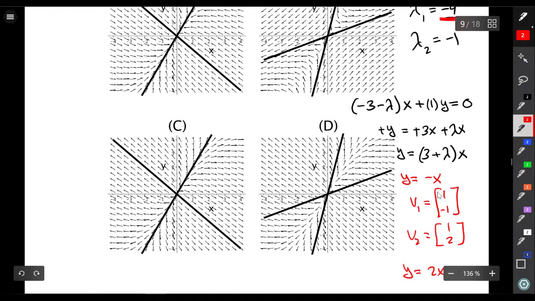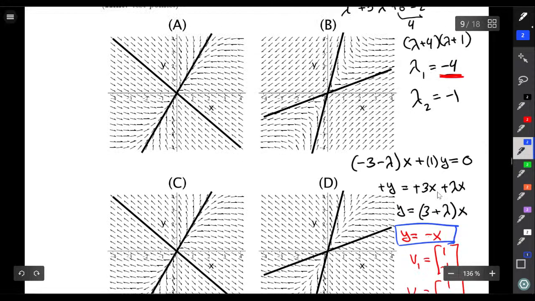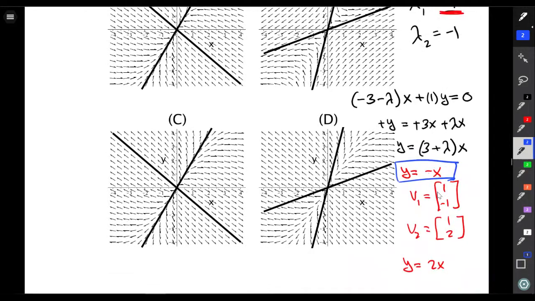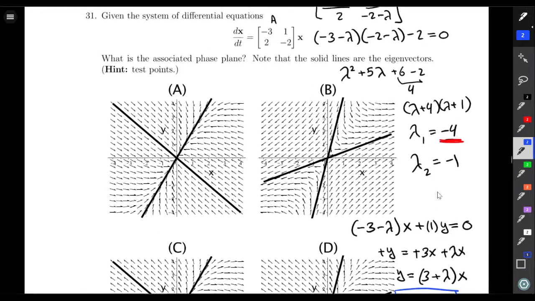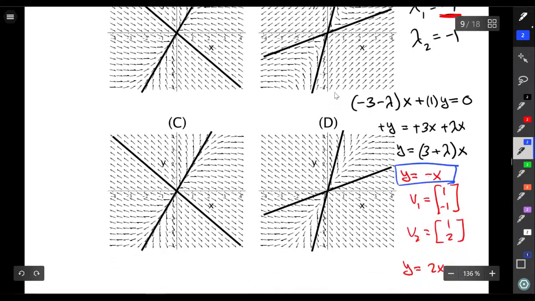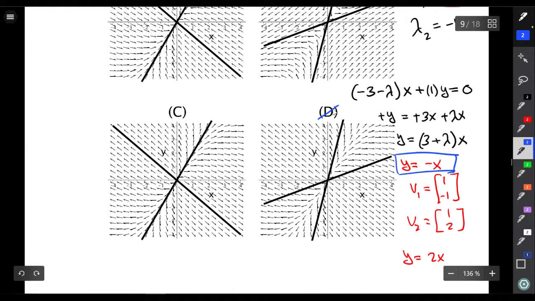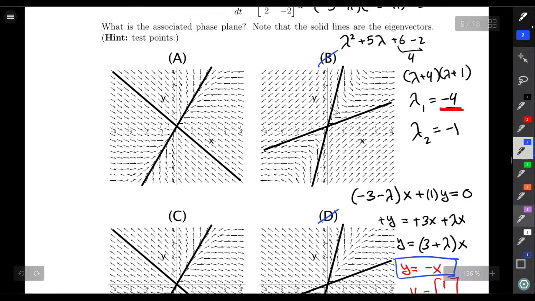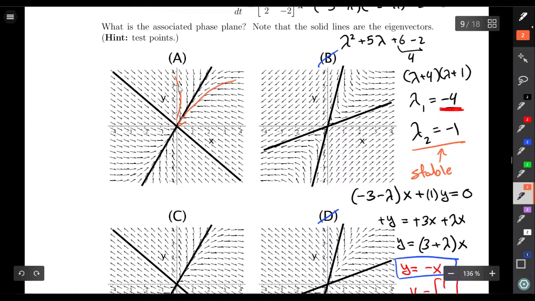So the equation of the first eigenvector, which is this one, matches with either A or C. So I know that B and D are wrong. Now, what should we do? How should we differentiate? I should be able to notice, if I'm able to read, that both of them are stable, first of all. Since both of them are stable, they go to the equilibrium point.